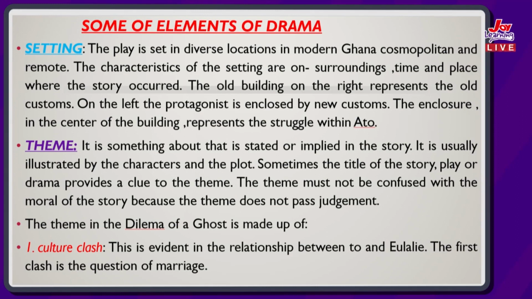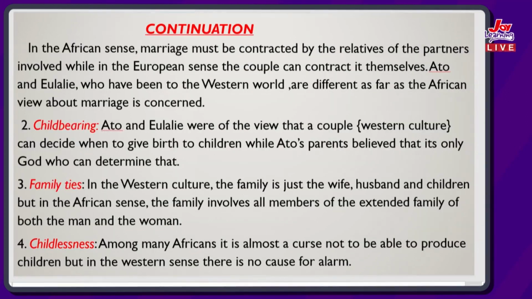All right, so the theme in The Dilemma of a Ghost is made up of, one, the clash of cultures. This is evident in the relation between Atto and Eulalie. That is the first clash, in the question of marriage. In the African sense, marriage must be contracted by the relatives of the partners involved, while in Europe the couple can contract it themselves. This is Africa. We don't do that. But Atto just went to the US and got married to Eulalie. How they did it, I don't even know. But you don't do that in Africa, especially Ghana. The relatives of the partners must come together before we contract a marriage.